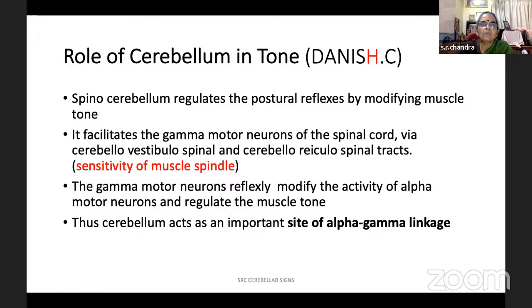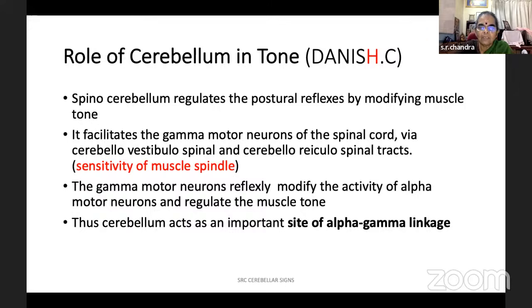So the spinocerebellum regulates the postural reflexes by modifying the tone. Spinocerebellum is the paravermian part of the cerebellum. It facilitates the gamma motor neurons of the spinal cord via the cerebello-vestibulospinal and cerebello-reticulospinal tracts. And that determines the sensitivity of the muscle spindle.